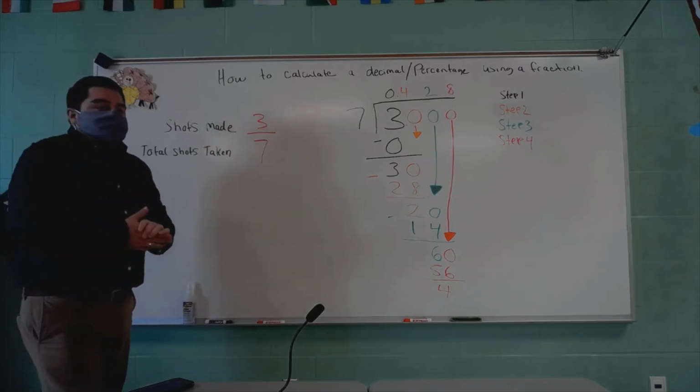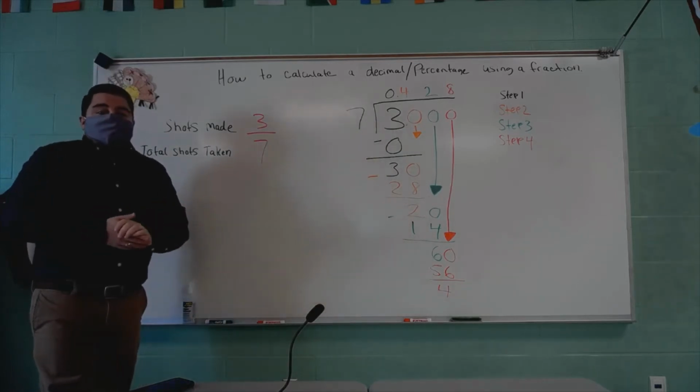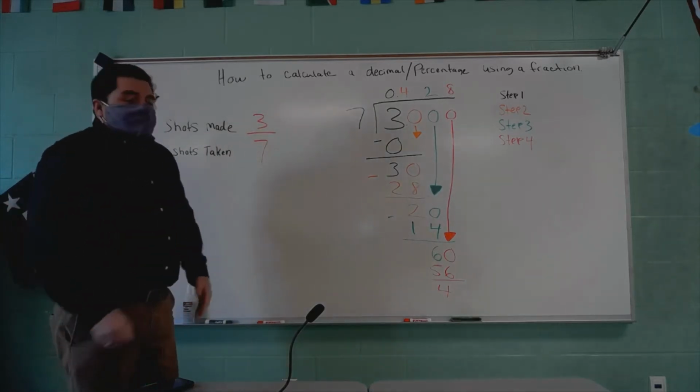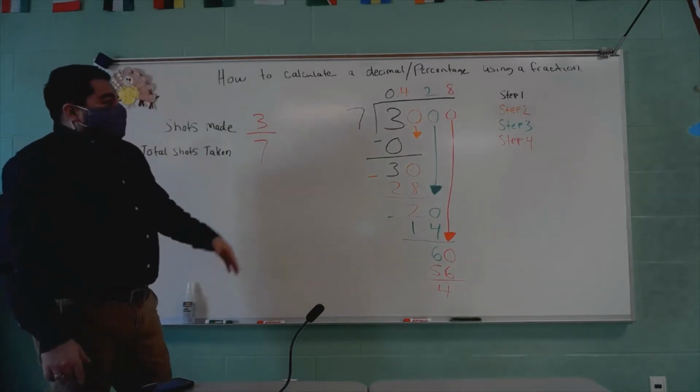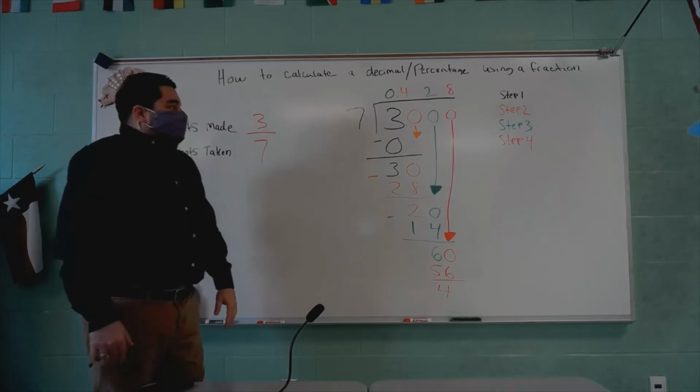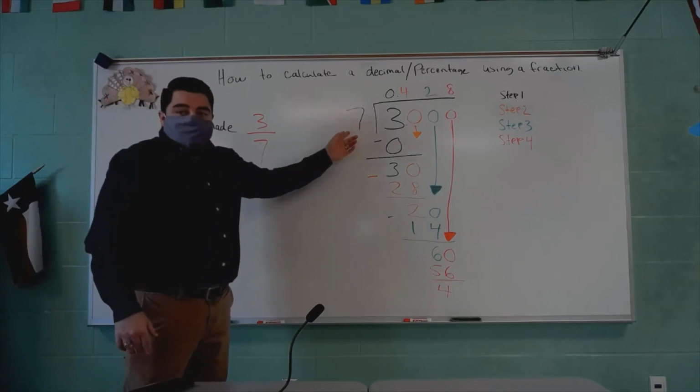Because my coach is going to ask me, well, do you know what your percentage was from the free throw line? Well, no, coach, I don't. Okay, well, get a piece of paper. Let's figure it out. That's how we're going to do it. So the first thing would be, obviously, you set your problem. You're going to have 3 divided by 7.